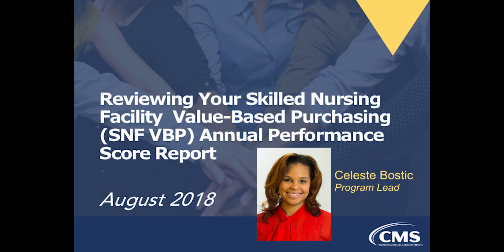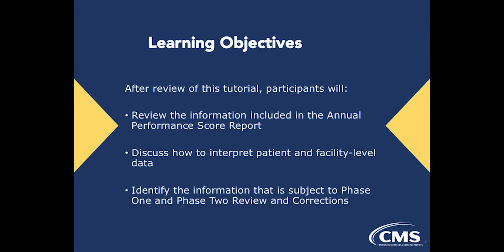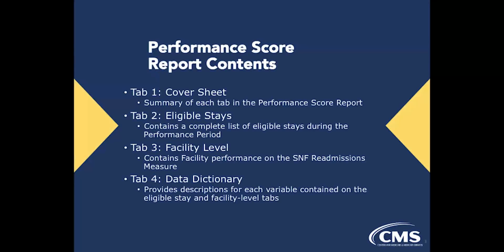I will be providing a step-by-step explanation of how to read the SNF VBP Annual Performance Score Report. During this training, we will review the information included in the Annual Performance Score Report, discuss how to interpret patient and facility level data contained in the Annual Performance Score Report, and identify the information that is subject to Phase 1 and Phase 2 review and corrections.